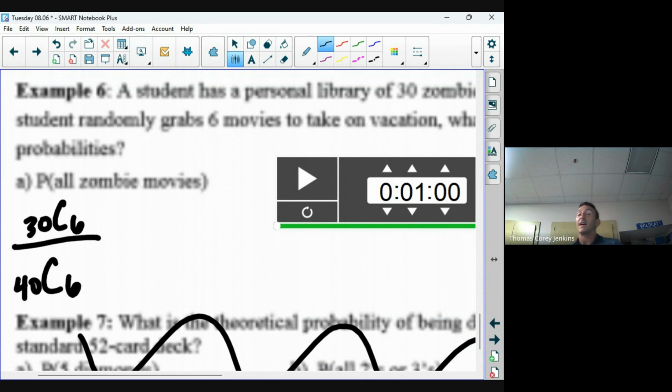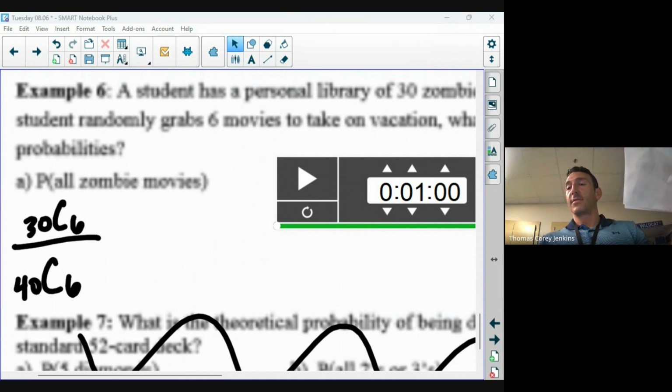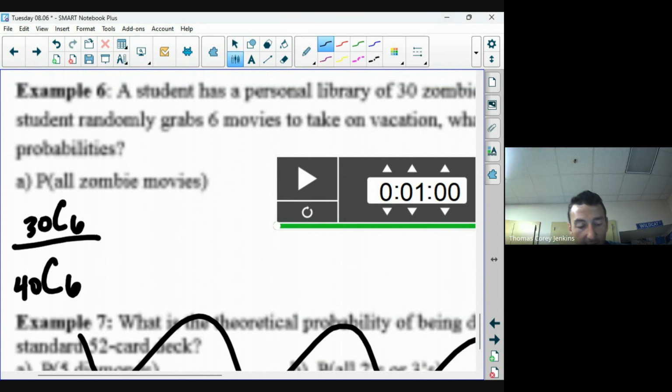The main reason I wanted to cover this was to show how to type that in one more time. We did that a little bit yesterday, but how do we evaluate those numbers? 30C6 on your calculator is under math, probability, and then you want the nCr function, number 3 there. Then just type in your numbers, 30 and 6, and we get 593,775. If you have room, you can write that down. If you're out of room, don't worry too much about it.